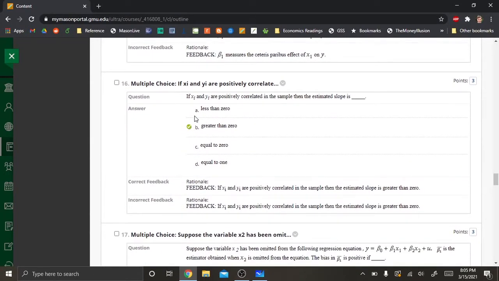All right, number 16, we're saying x and y are positively correlated, so what's the value of the slope going to be? This one's pretty easy. It's going to be greater than 0.